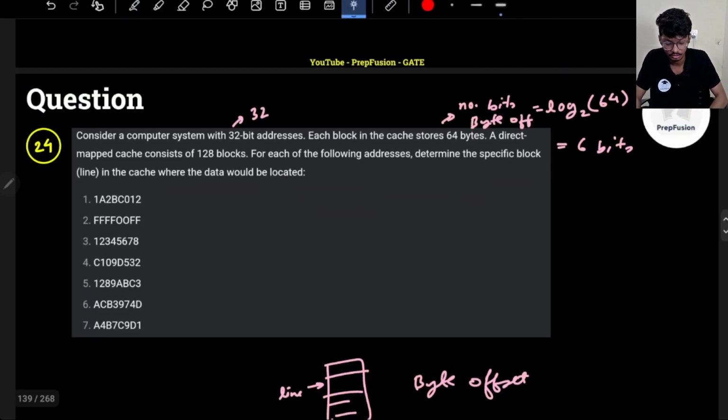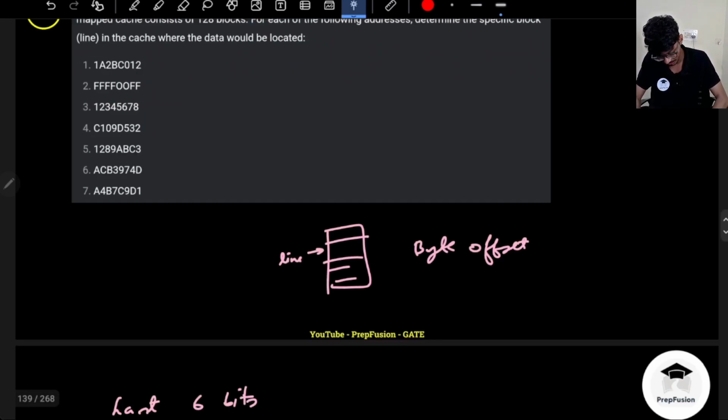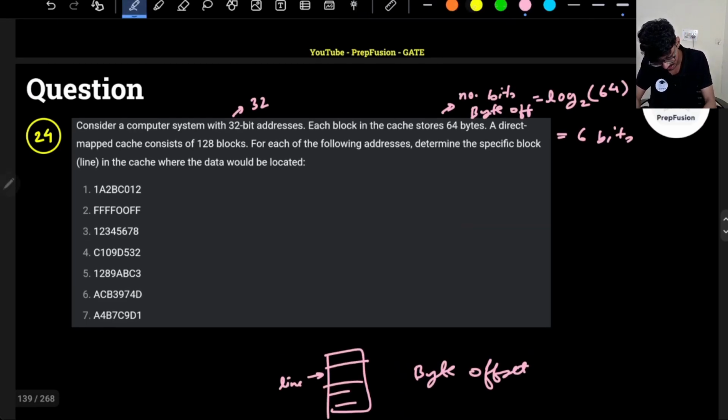They are asking me the exact line in the cache where the data would be located. Yes, that is what they are asking. So only the last 6 bits are required. So in this case, what are the last 6 bits? This is in hex, if I break it down into binary, this will be 0001 and then 0010. Yeah, this will be the binary equivalent. So the last 6 bits, this is the 3 and 3. So this is the total byte offset in this case.